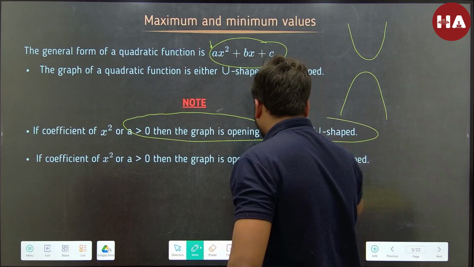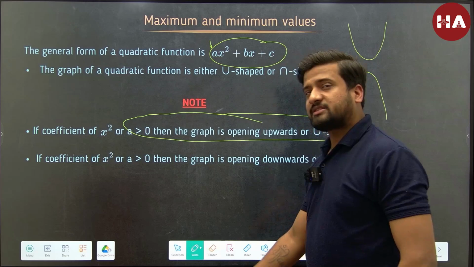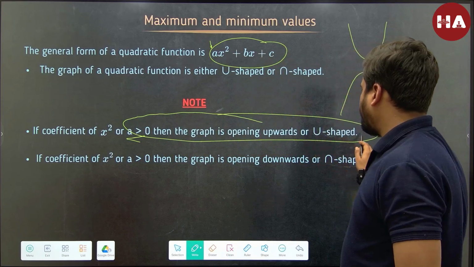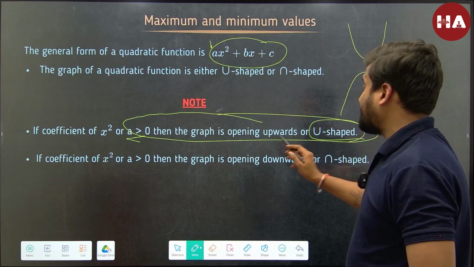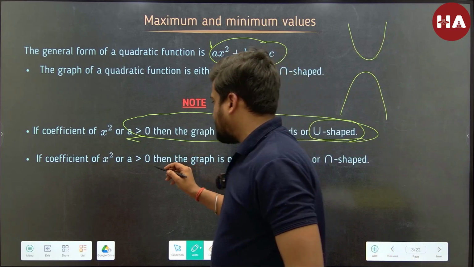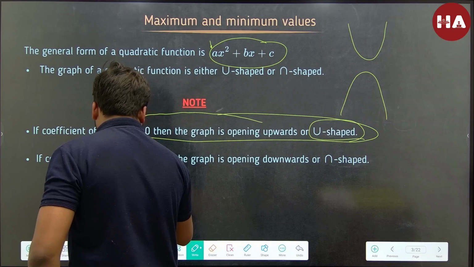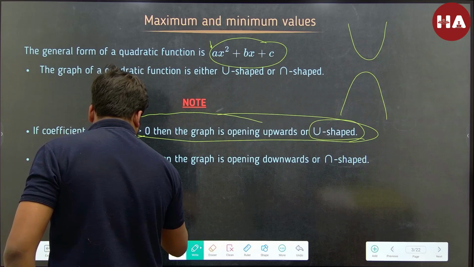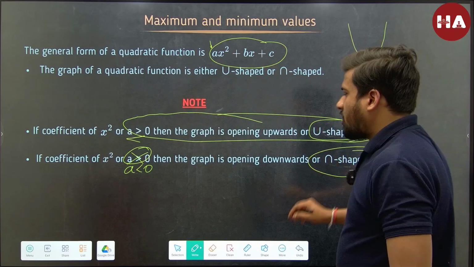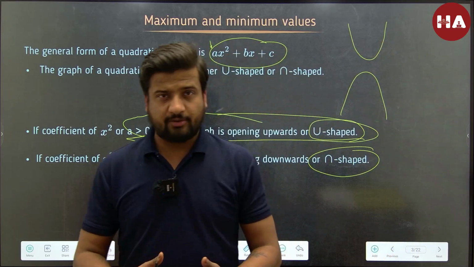Now the note here tells me this. First case, if a is greater than 0, then the graph is opening upwards, or I can say it is U-shaped. When a is less than 0, then the graph is opening downwards, or I can say inverted U-shape.